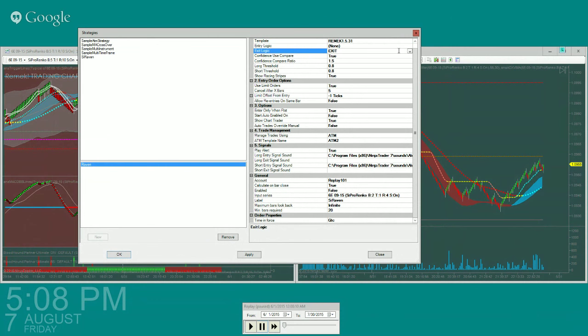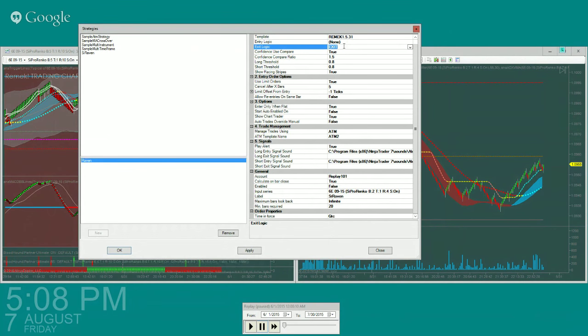The exit, however, we do specify, because the Remek system has a pretty good exit logic, and we want to take advantage of it. So we're going to use this from the drop down.